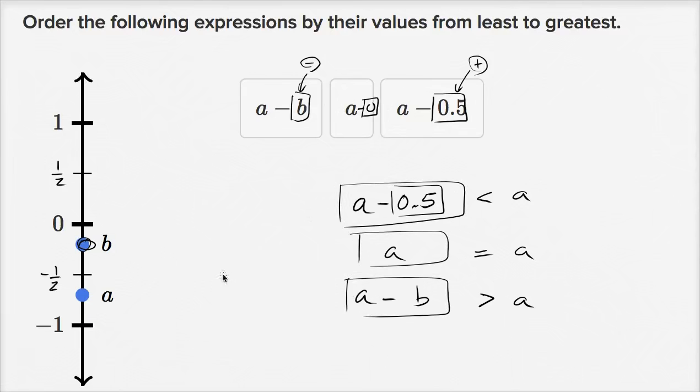Now, another way that you could do it, just like we did in the last example, is to estimate roughly what these values are. b looks like it's about negative 0.2. So approximately negative 0.2. Remember, this is negative half, negative 0.5. And a looks like it is approximately negative 0.7. And so you could actually do it with the actual values if you like, but you would get the same result.